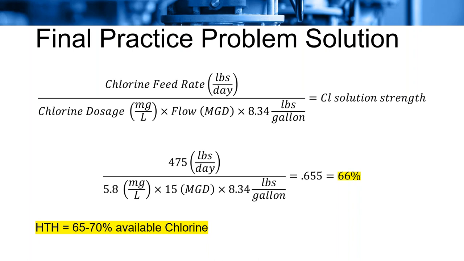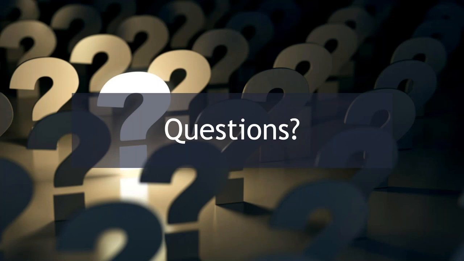And if you remember from one of our first slides, the available chlorine for HTH powder is between 65 and 70%. Gas is typically considered at 100%, though that's actually not realistic in real life because not all of it will partition. And then liquid bleach is between 3 and 12%. So that is the conclusion of our presentation.